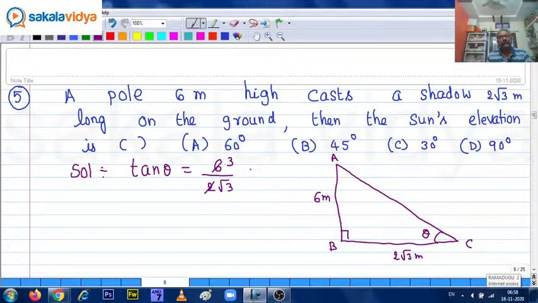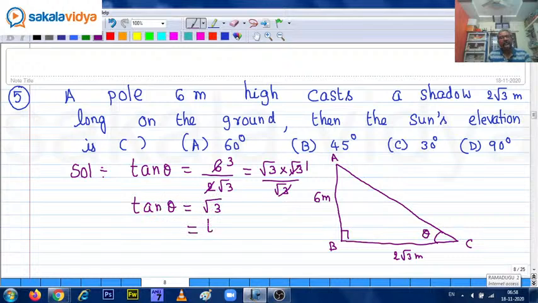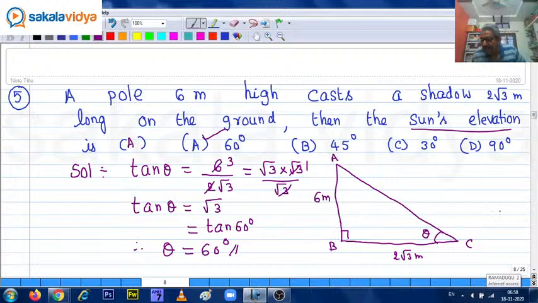Again, the numerator 3 can be written as root 3 times root 3 upon root 3. Root 3 cancels with root 3. So obviously tan theta becomes root 3. This root 3 can be written as tan 60 degrees. You remember, this is a very important point. So therefore theta is equal to 60 degrees, which is the sun's elevation. So A is the right option. So very good.